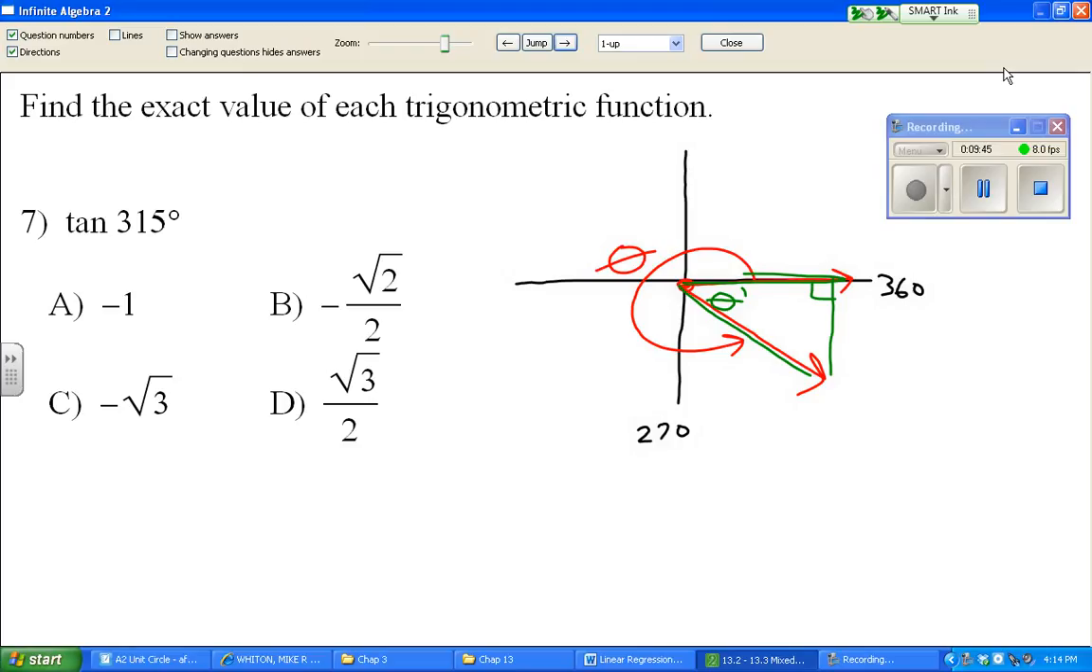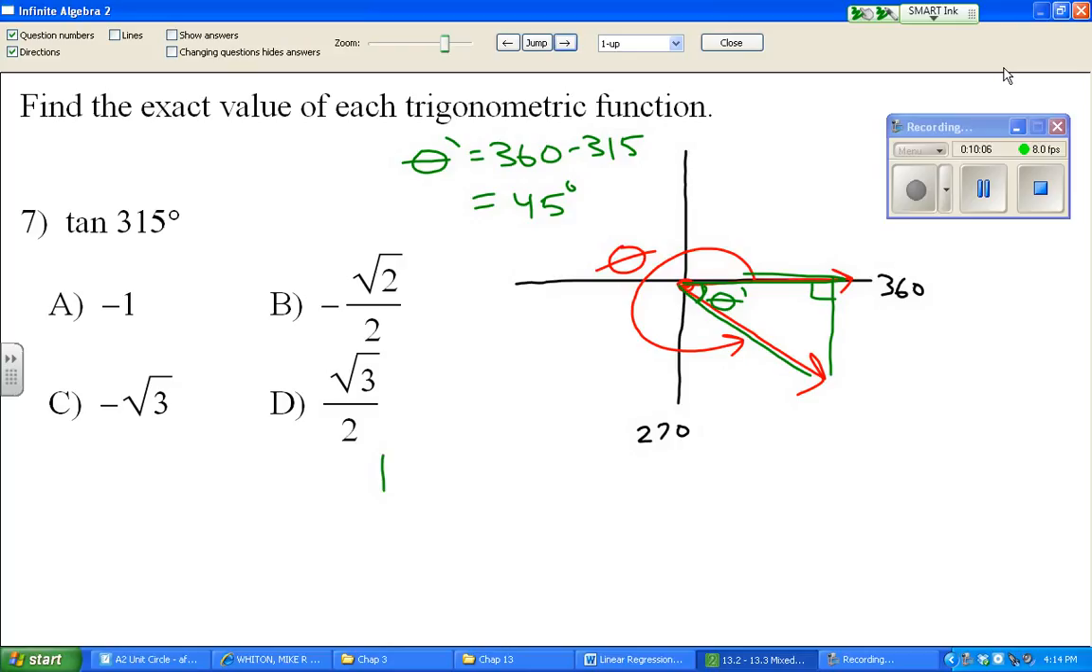So if we went 315, the green, the reference angle there, to get us back to 360, 360 minus 315, we should be able to recognize there's still 45 more degrees to go. So that's our reference angle. Okay, so this guy right here is 45 degrees, and we're going to use that.